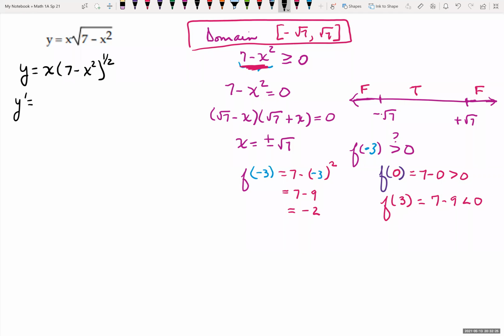So y prime: the derivative of the first is 1, times the second, might as well just keep it as the square root of 7 minus x squared, plus the first, x, times the derivative of the second. So we ought to use the power rule and chain rule too. Here, we're going to bring down our power of 1/2, keep the inside 7 minus x squared, subtract 1 from my power, so 1/2 minus 1 is -1/2, times the derivative of the inside. So the derivative of 7 minus x squared is -2x.